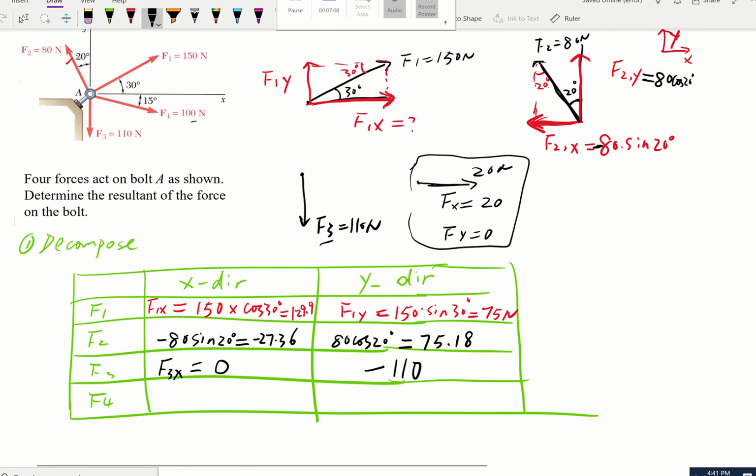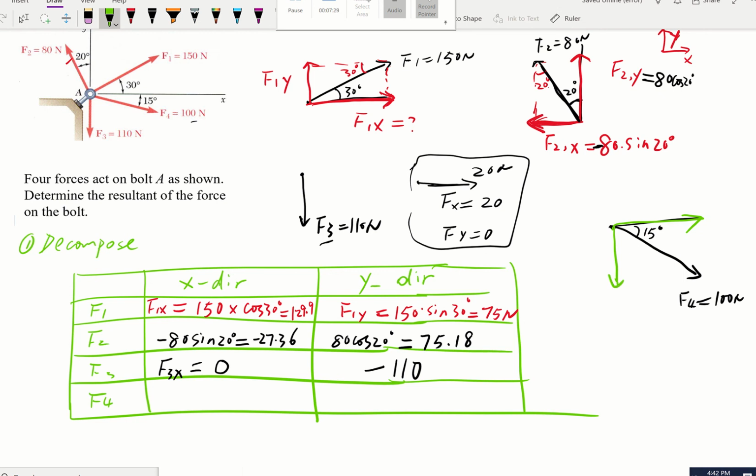Now let's move on to the last force, F4. Isolate that force, F4, and this is 100 Newton. And this angle here is 15 degrees. We just copy that down. When we decompose this force, this is going to be our x component. This is going to be downward because it's going downward. That creates your rectangular component. This is going to be your F4x. This is going to be your F4y component.